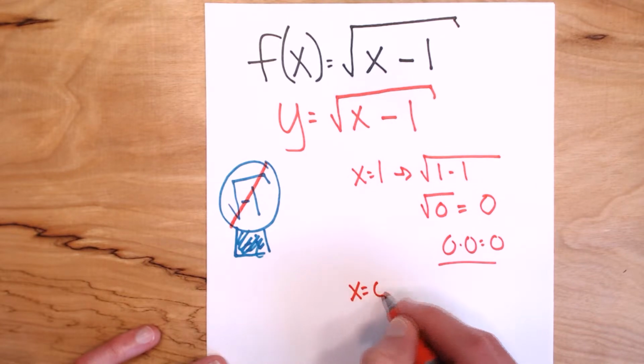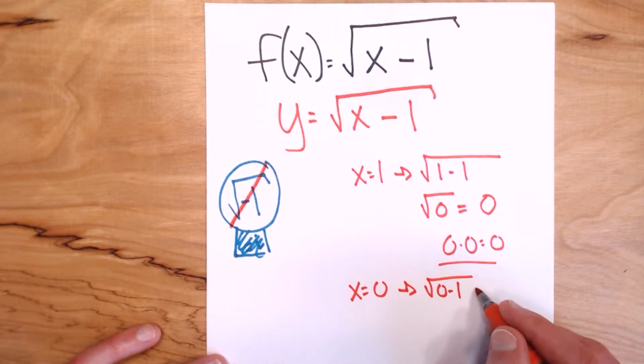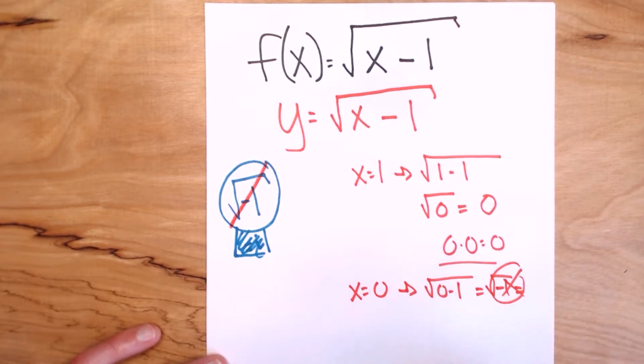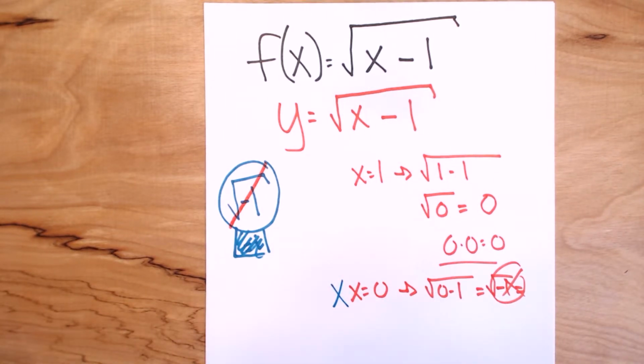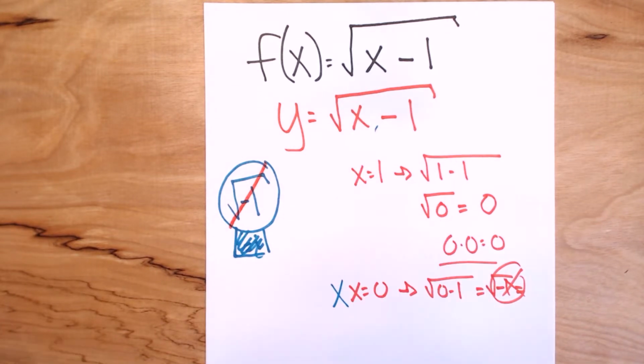If x equals 0, then we have the square root of 0 minus 1, which is the root of negative 1, which we said is a problem. So x equals 0 does not work. All right, so we found a value that is not part of our domain. So the question is, where is the break point? When does x begin being problematic?